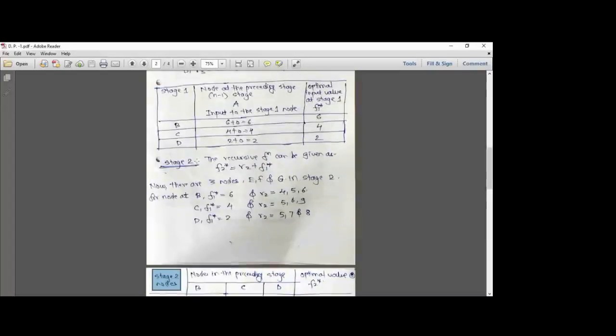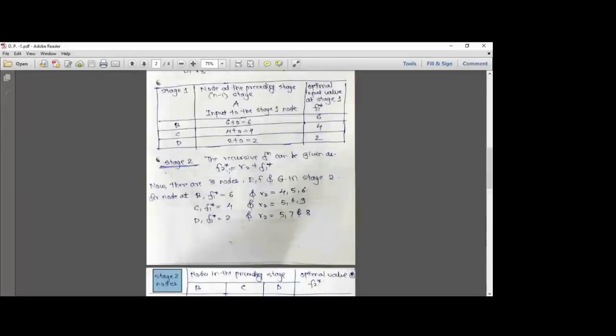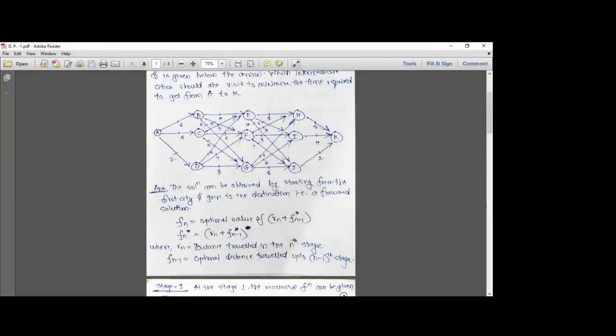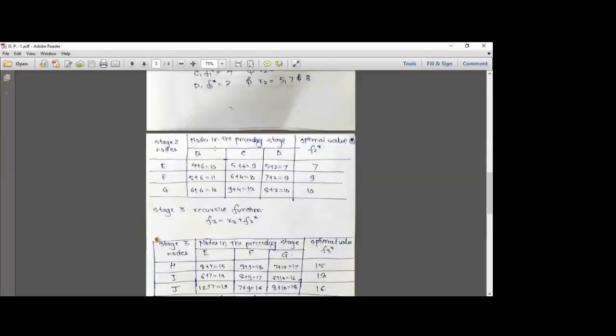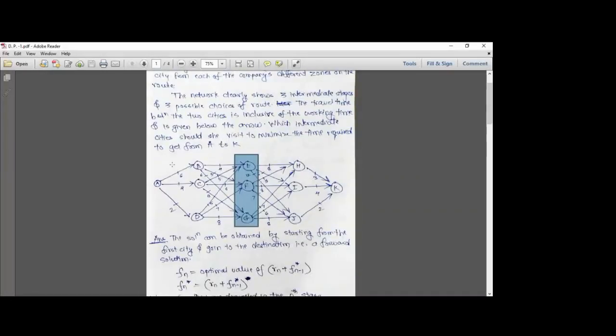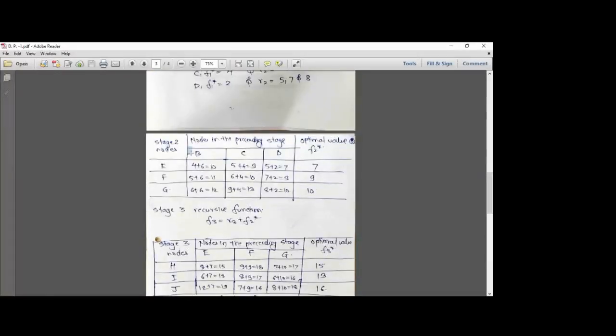So what are the stage 2 nodes now? Right, so previously here it was stage 1 nodes, so now the stage 2 nodes, what are the nodes of stage 2? They are E, F and G. So I have written those particular E, F and G nodes. Right, nodes in the preceding stage, meaning which stage? This stage. What are its nodes? B, C, D. Right, so nodes in the preceding stage are B, C, D. F2 star value we have to find out, right?